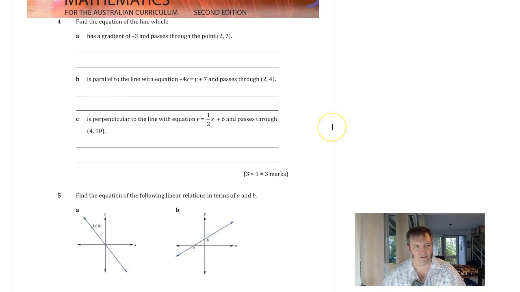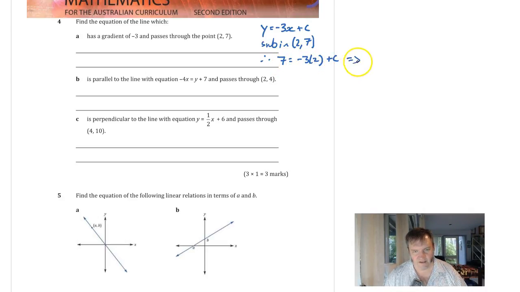Question 4. Find the equation of the line which has a gradient of negative 3 and passes through (2, 7). So remember, if the gradient's negative 3, it's y equals negative 3x plus c. To find the c, I sub in the point that we're given. (2, 7). So therefore, 7 is going to equal negative 3 times 2 plus c.